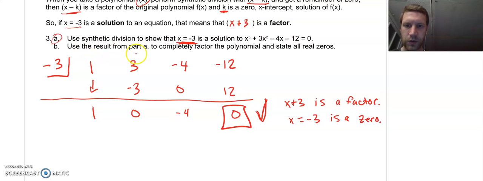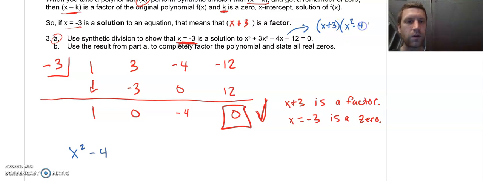And then it says use the result from part A to completely factor the polynomial and state all real zeros. Well, what we mean by that is what's left over? Well, I'm left over with x squared. I don't have an x term, but I have a -4, right? So that means that my original polynomial could be written as, let's see, I know x plus 3 was a factor, and then the leftover part is x squared minus 4.